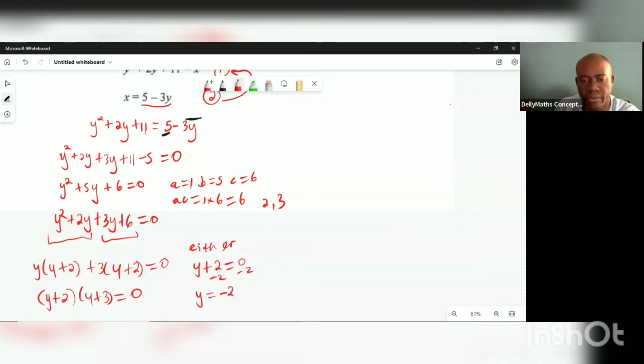So y is equal to negative 2, or y plus 3 is equal to 0. And if I subtract 3 from both sides, then y is equal to negative 3. So here it is. I have found two values for y. In one instance, y is equal to negative 2, and in the other instance, y is equal to negative 3.